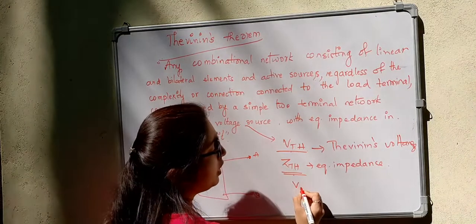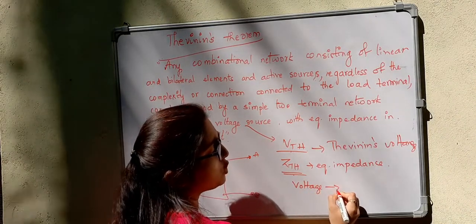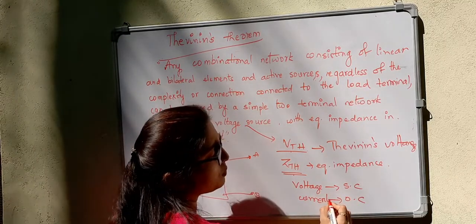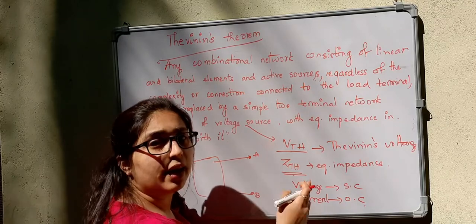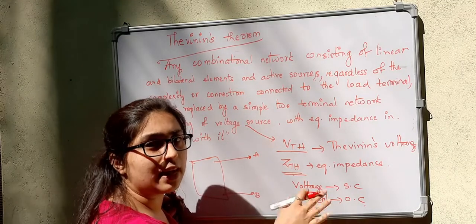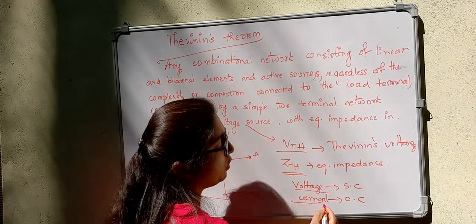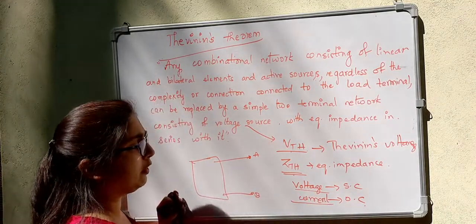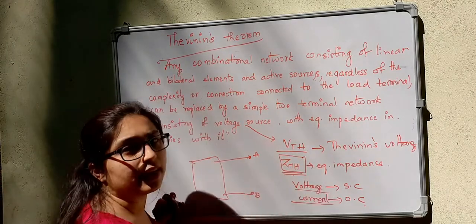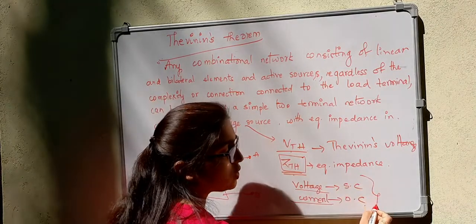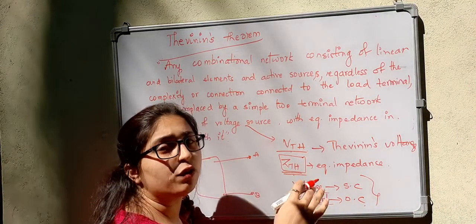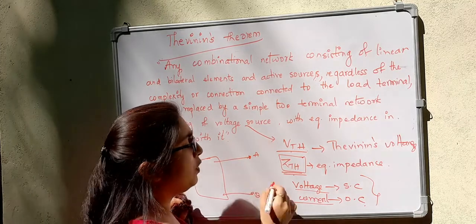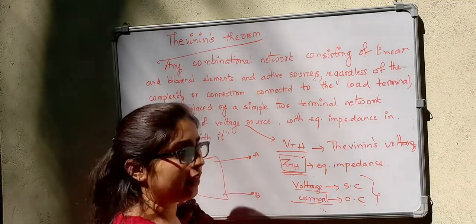Then we have to replace the voltage source by short circuit and current source by open circuit. But if it has any internal impedance, we will leave it as it is in the network. We just replace the voltage and current sources by the short circuit and the open circuit respectively. Then we can find the ZTH. This procedure is only when the circuit consists of independent sources. If there are any dependent sources, then we cannot follow this procedure to find out the ZTH.